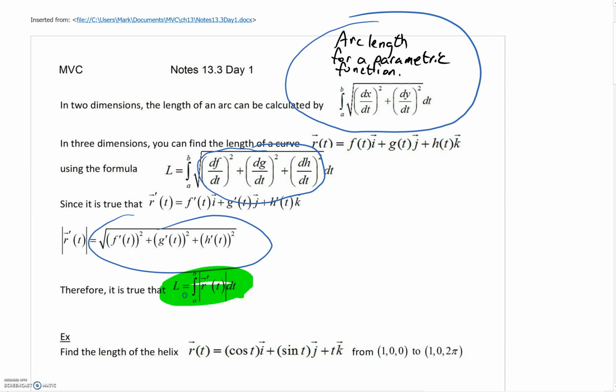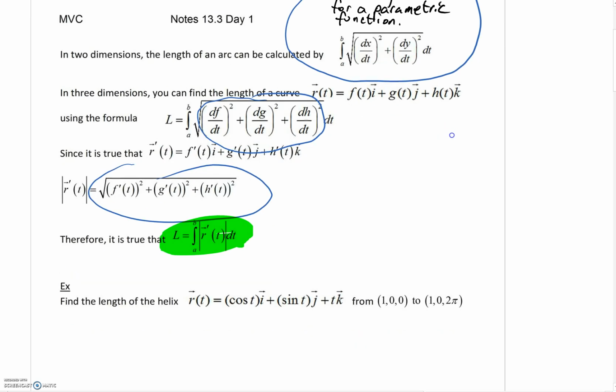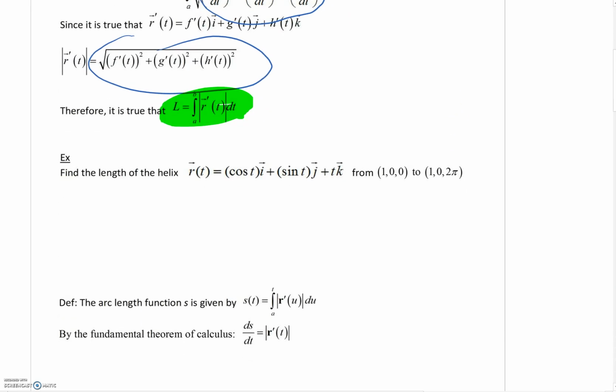This is fantastic. What you can do is more or less say the arc length on a curve defined by a vector function, we can integrate from a to b and just have the magnitude, the length of r prime of t in our integrand. So, wow, let's go ahead and find the length of a helix defined right here, going from (1, 0, 0) to (1, 0, 2 pi).